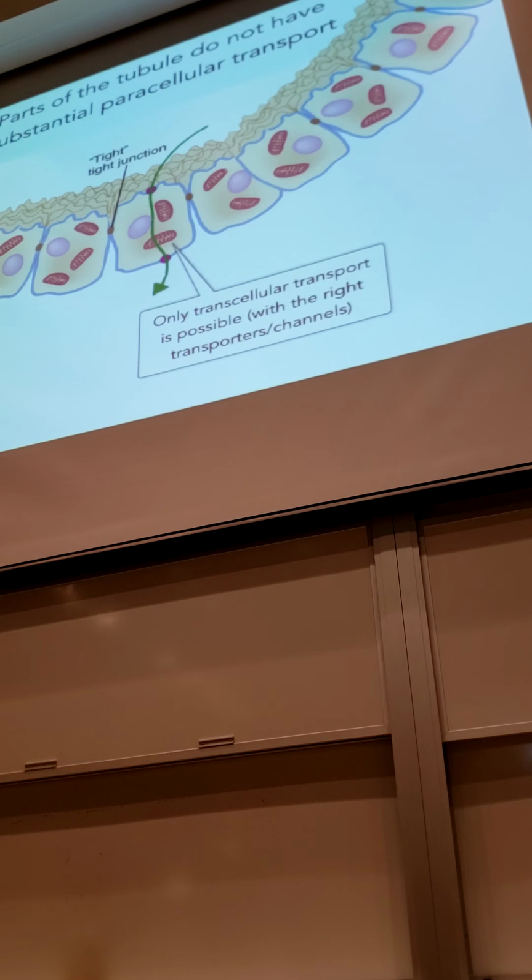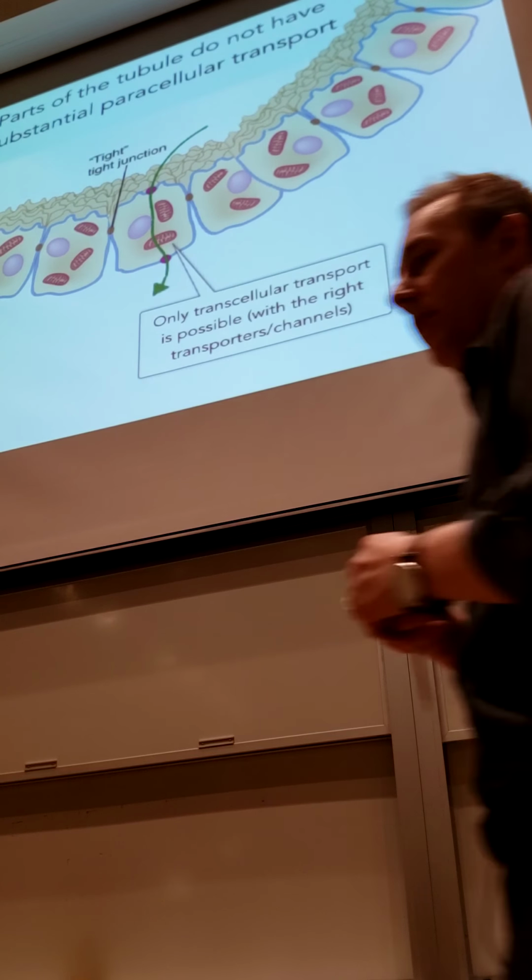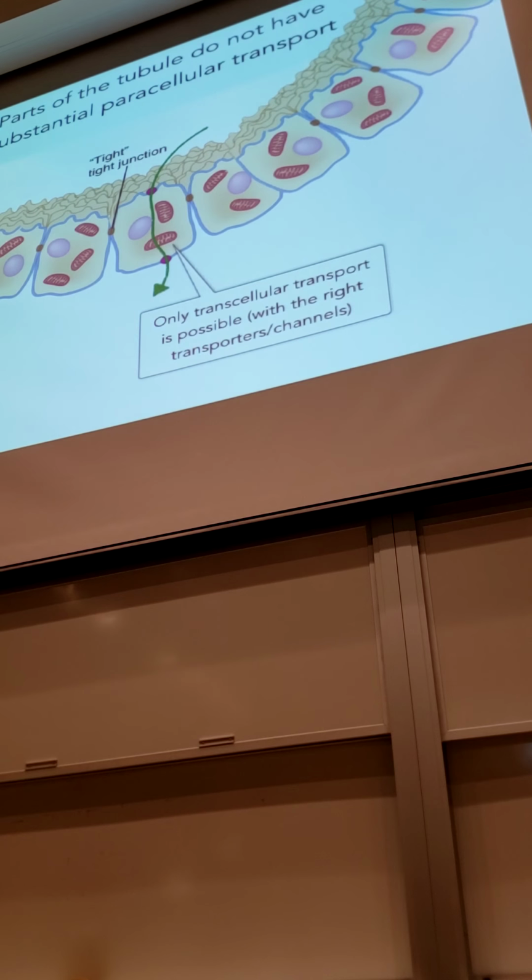There are parts of the tubule that are completely impervious to water transport. The reason for that is that they have tight junctions, or in other words, a very high density of these junctions that prevent fluid from moving through. And the only way things can get through is with transcellular transport.